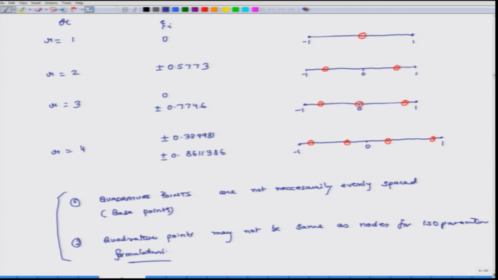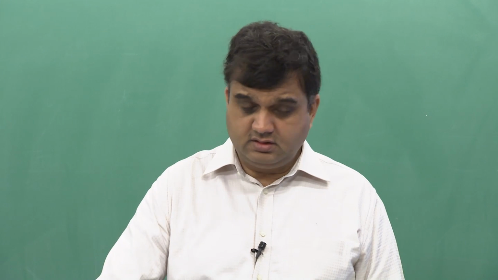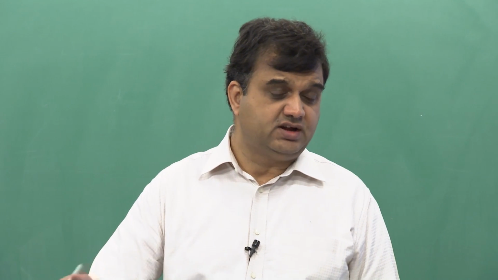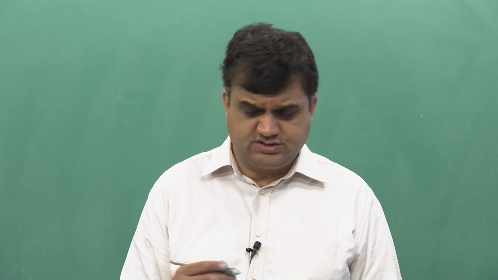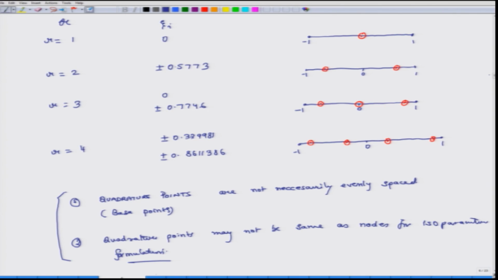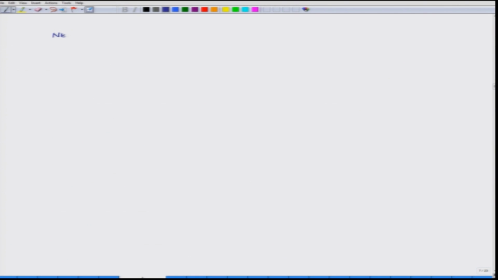But this Gaussian quadrature gives fairly accurate answers, and it is performed in the zeta space, that is minus 1 to 1 space, and so it is very easy to automate. Now, there is another quadrature which is somewhat popular, but not as popular as Gauss quadrature, and that is known as Newton-Cotes quadrature.